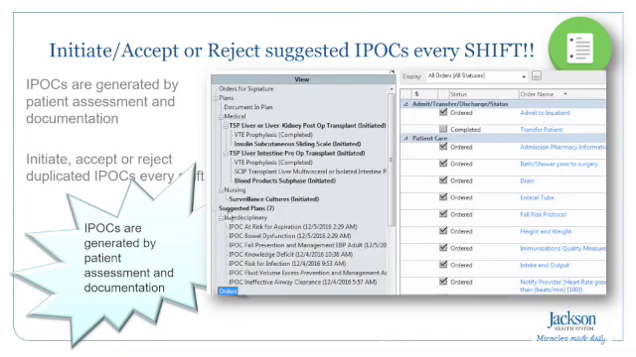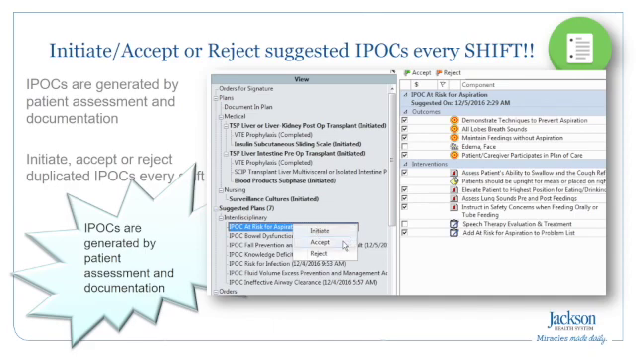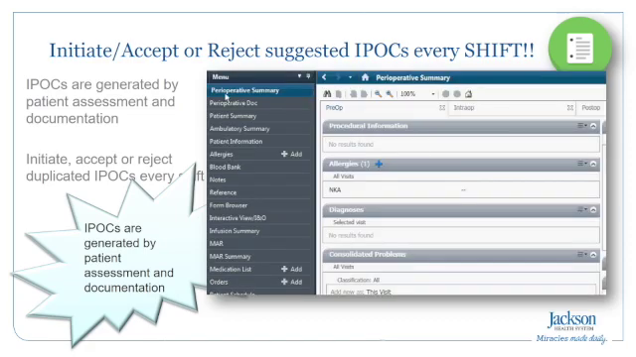Now, if your patient is extubated, is out of bed to chair, could suction themselves, things of that nature, their risk for aspiration really isn't there. So you would reject it or discontinue it. All these things are done by clicking on your IPOC, right-hand click, and either, again, accepting, rejecting, or initiating.